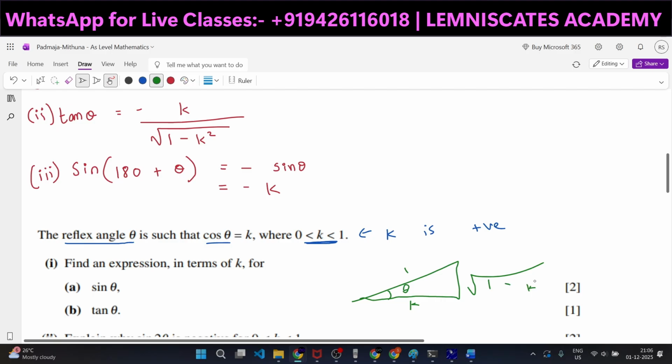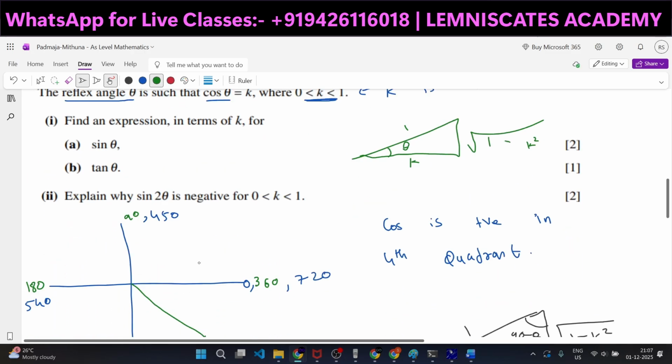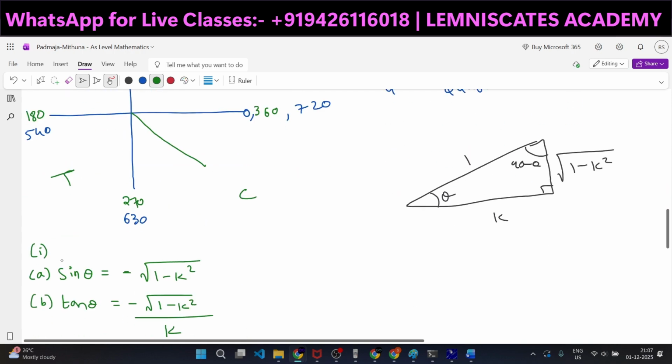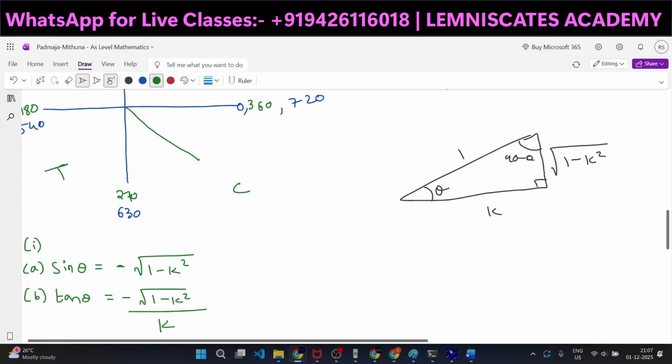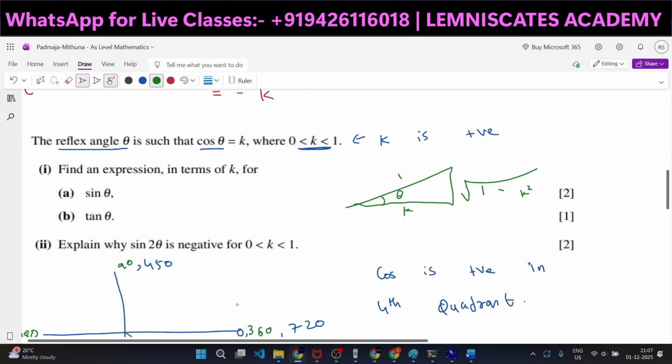Now if I have to find my sine theta, it is of course opposite over hypotenuse. So the square root of 1 minus k square, but now with a negative sign because in the fourth quadrant, sine is negative. If I show you my solution, you can see that is exactly what I have done over here. Similarly, tan theta is opposite over adjacent, so the square root of 1 minus k square divided by k with a negative sign. As you can see, our answer is correct. That is the kind of logic. I hope the triangle method is now clear to you.